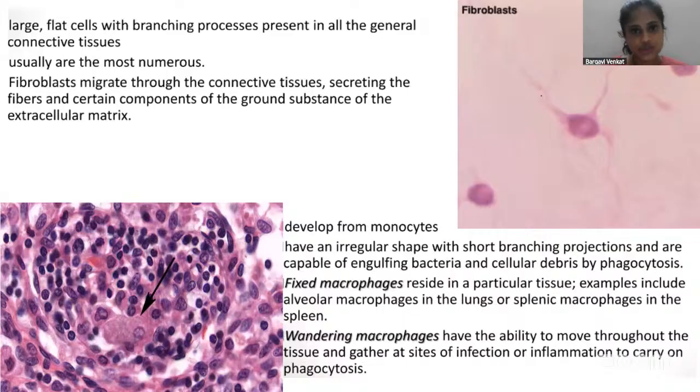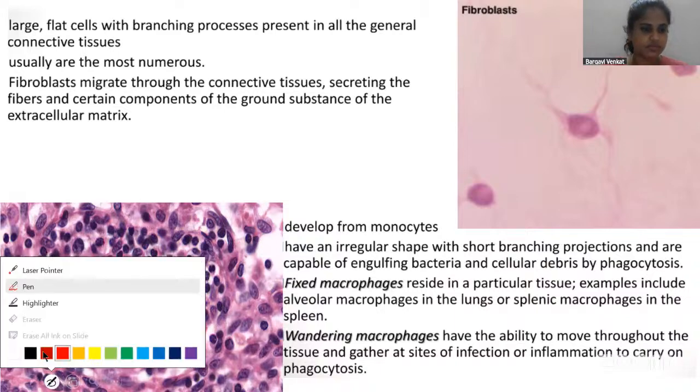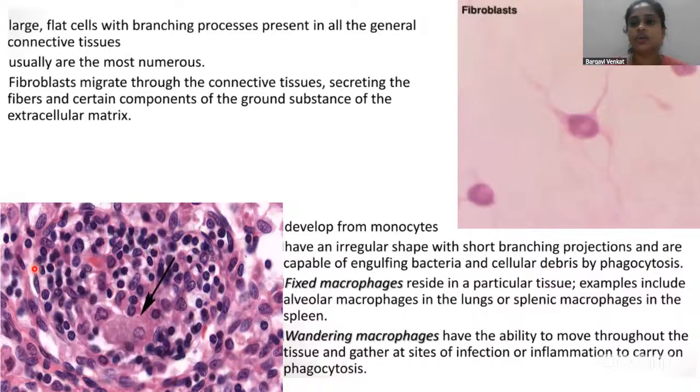So your connective tissue is what? More of fibers. Fibers are formed by your fibroblasts. So they are going to be most numerous, and they have these processes present in the connective tissue. Fibroblasts migrate to the connective tissue, secreting the fibers and certain components of the ground substances of the extracellular matrix. I explained it earlier.